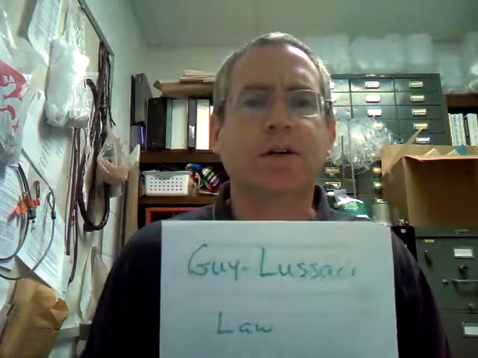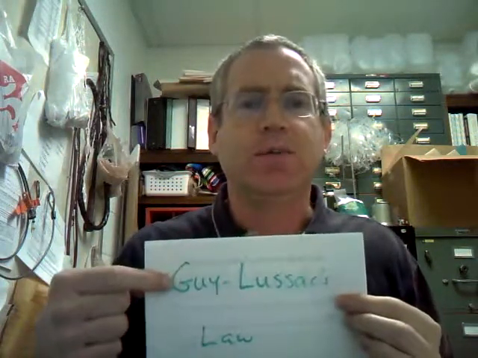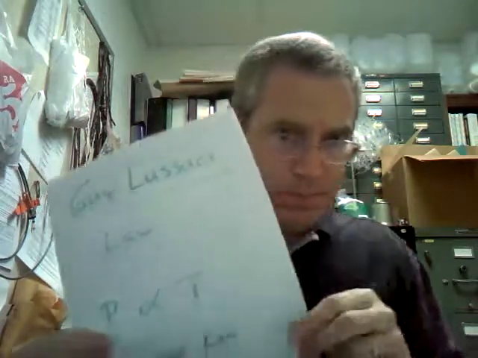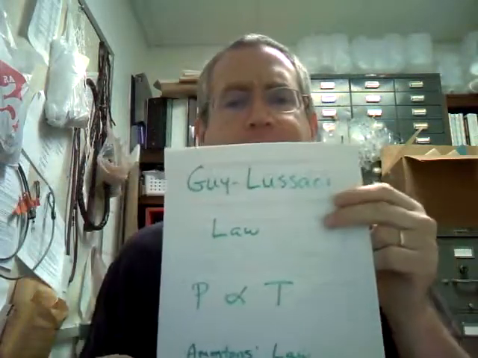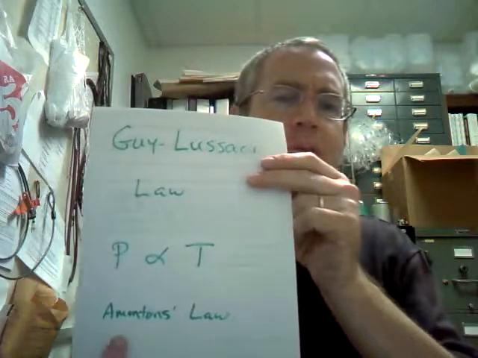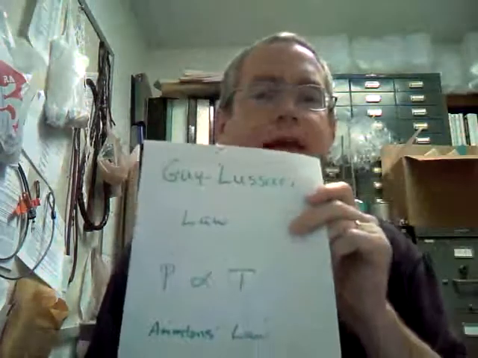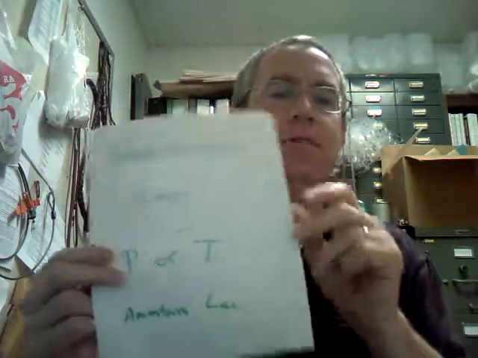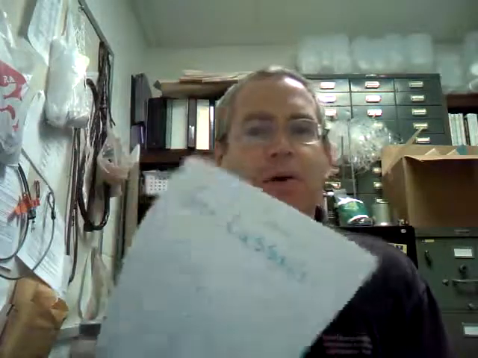Now the last one, I've always heard called Gay-Lussac's law. I assume he's French, and that's why it's pronounced "Guy." But according to Wikipedia, it's also called Amontons' law. The fact that pressure and temperature are related, and that assumes volume stays constant.